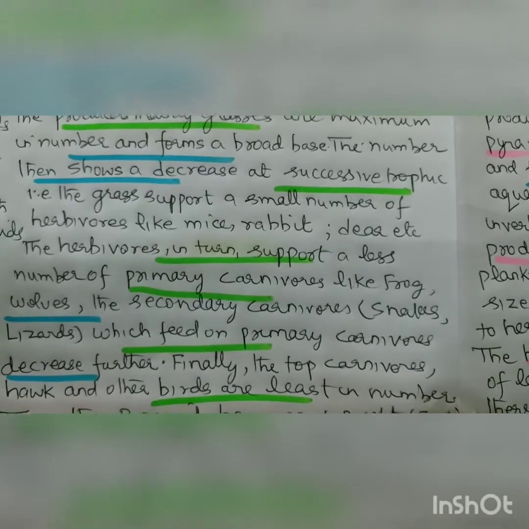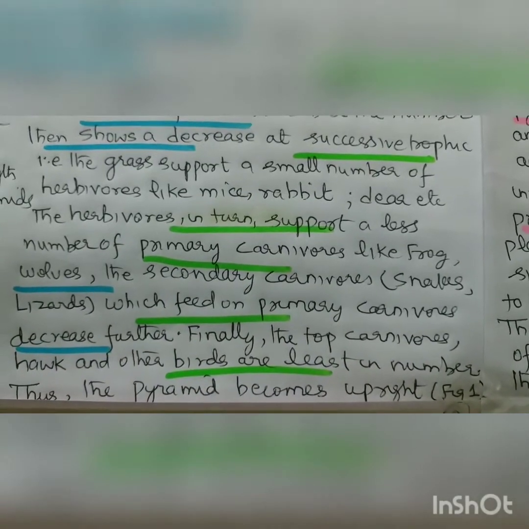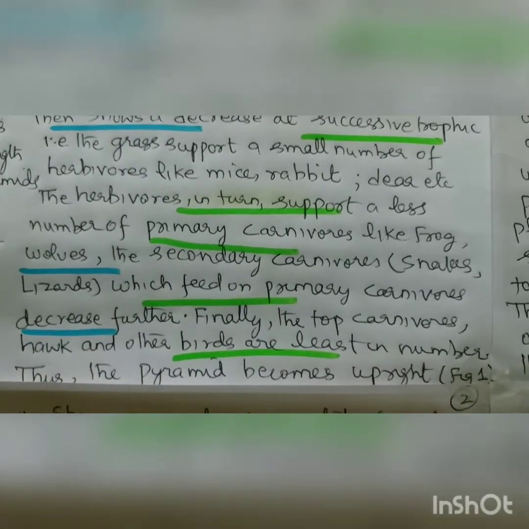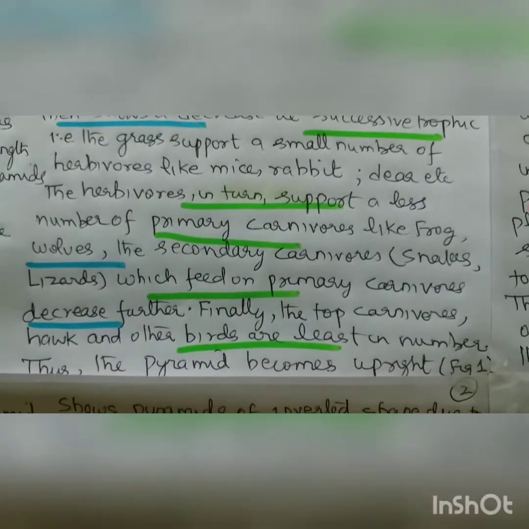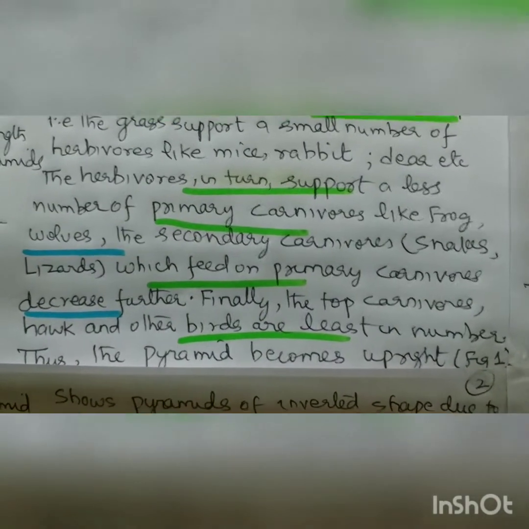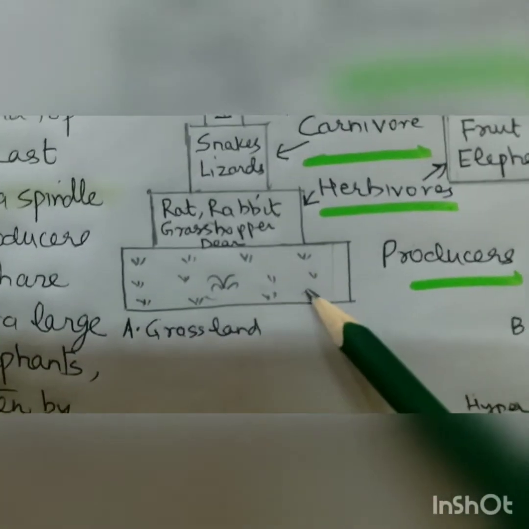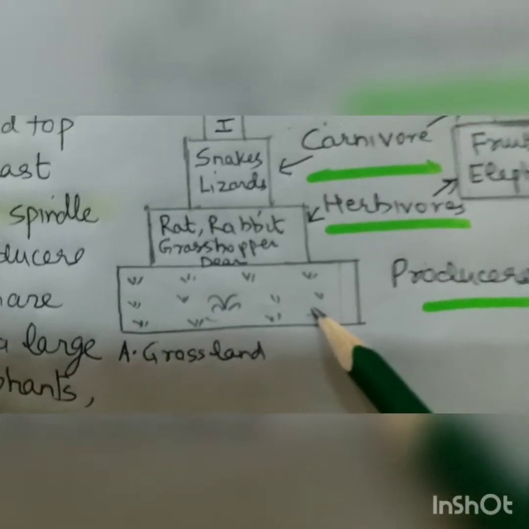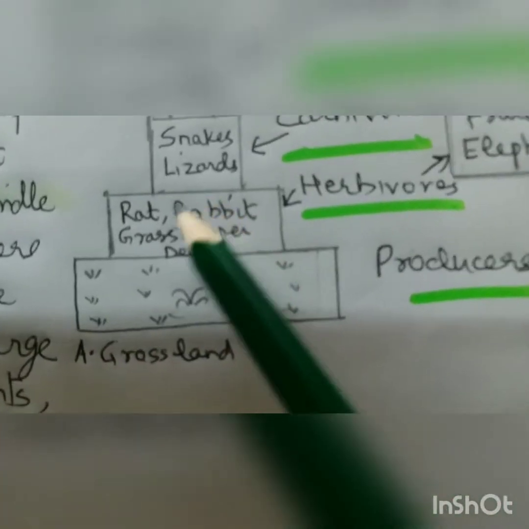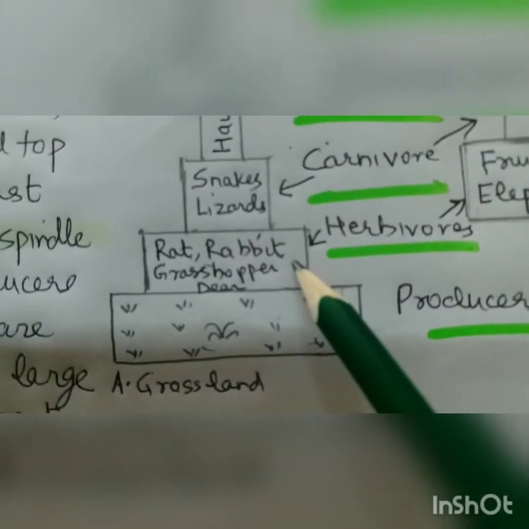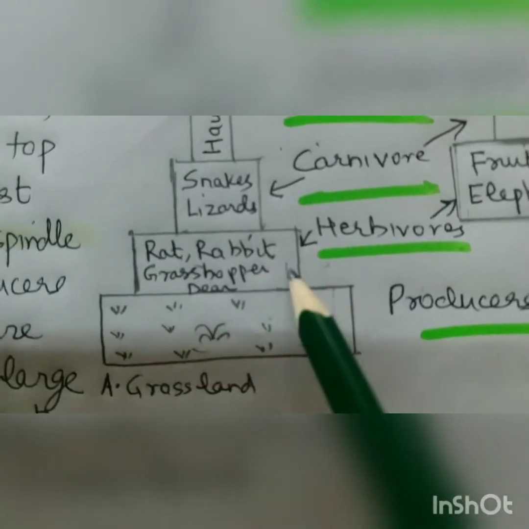The secondary carnivores, snakes and lizards, which feed on primary carnivores, decrease further. Finally, the top carnivores, hawks and other birds, are least in number. Thus, the pyramid is upright. See, this is grass. Producers are maximum. Grasses are the maximum and they are eaten by rats, rabbits and grasshoppers. They decrease in number. That is why the bar is small.